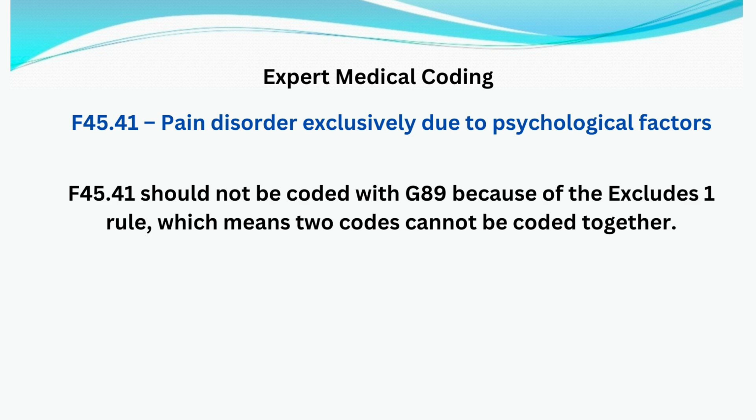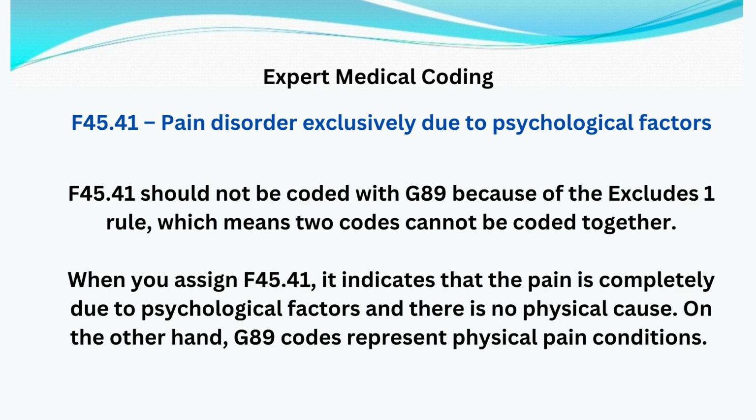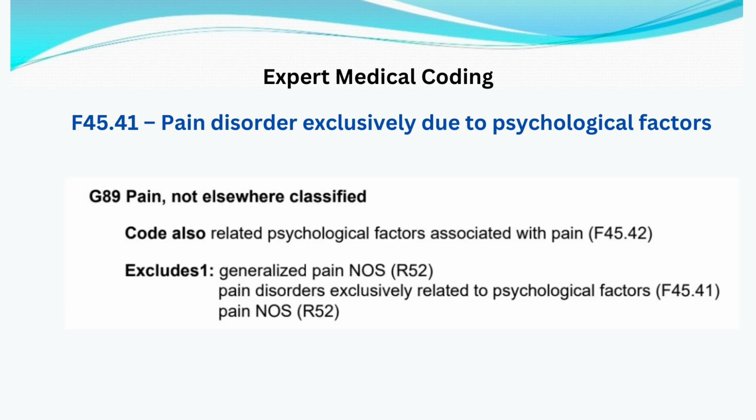F45.41 should not be coded with G89 category because of excludes one rule, which means two codes cannot be coded together. So when you assign F45.41, it indicates that the pain is completely due to psychological factors and there is no physical cause. On the other hand, G89 codes represent physical pain conditions. If you go to G89 category in tabular list, you'll find excludes one instruction, pain disorders exclusively related to psychological factors F45.41. So both conditions should not be coded together.